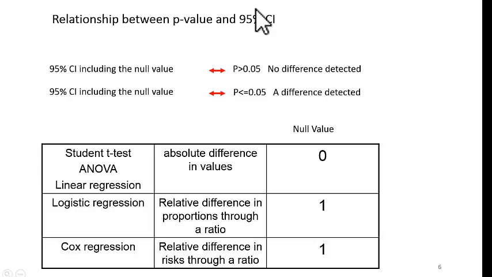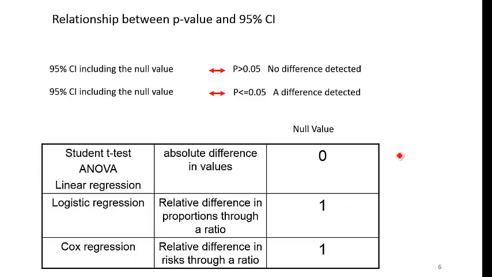So what you have to check first is what the null value is. If you're using Student's t-test, ANOVA, or linear regression, it compares absolute difference, so the null value would be 0. Although if you're using logistic regression, Cox regression, or risk regression, and you're looking at the ratio, the null value would be 1. Okay.